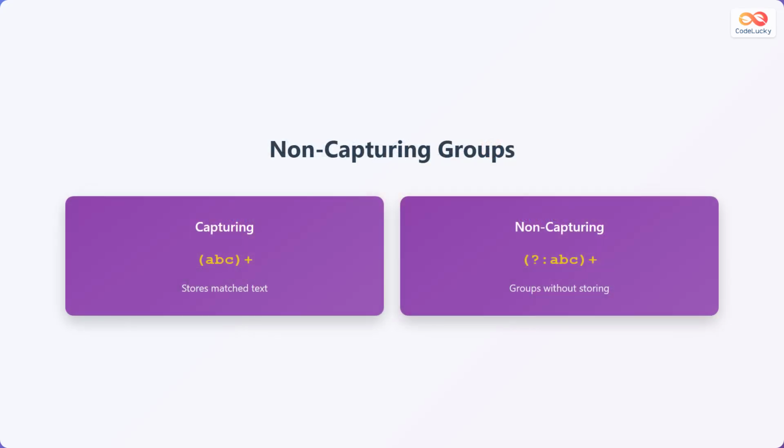Sometimes you might want to use parentheses for grouping, but you don't need to capture the matched text. In such cases, you can use non-capturing groups. Here's a comparison. The capturing group (ABC)+ stores the matched text for later use. In contrast, the non-capturing group (?:ABC)+ groups the pattern without storing the matched text. Non-capturing groups are useful for improving performance and clarity when you don't need to refer back to the matched group.